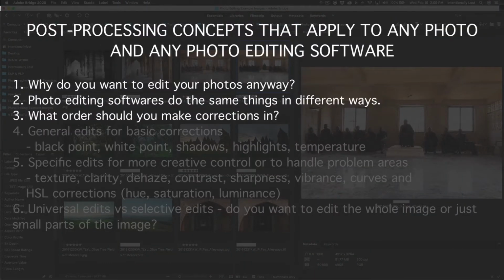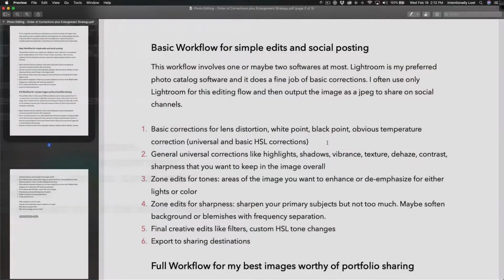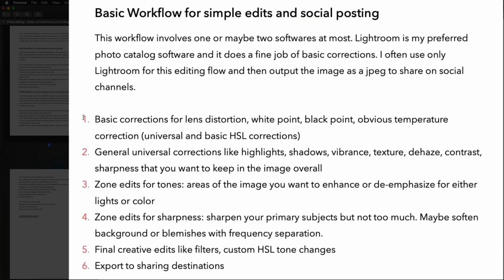What order of corrections should I make when I start processing my photos? We start off with the basic corrections just for any errors that you have with your camera and your lens. Those are in some softwares, not necessarily in every software. And then we do white point, black point, obvious temperature corrections. So like if you're photographing a city at night, a lot of times the lights create a little bit of a challenge for your camera to figure out with the white balance. So they'll come out blue. So you may have to make some obvious temperature correction adjustments there.